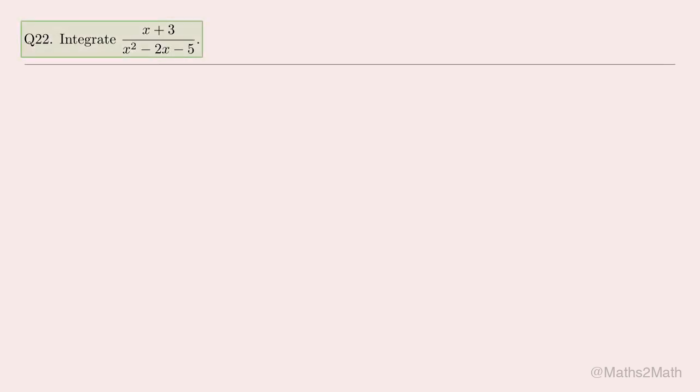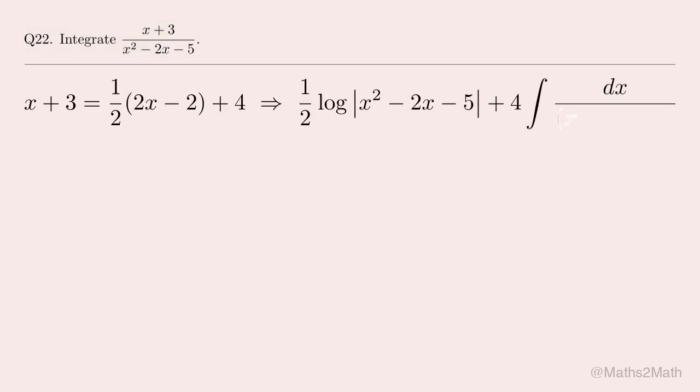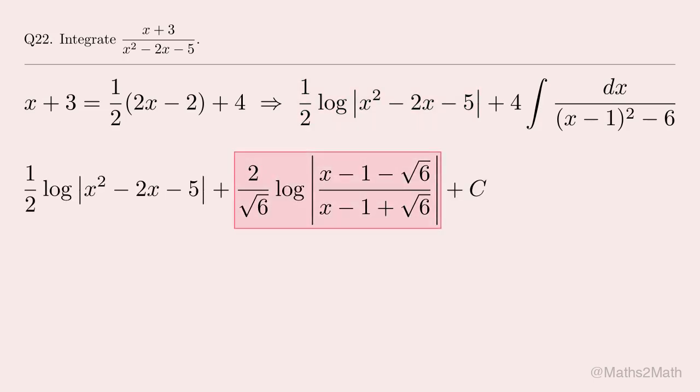Question 22. Derivative multiple plus remainder over a hyperbolic style quadratic. Log plus the symmetric log. X plus 3 is half of 2x minus 2, plus 4. The quadratic completes to x minus 1 squared minus 6. The difference of squares log formula with root 6.